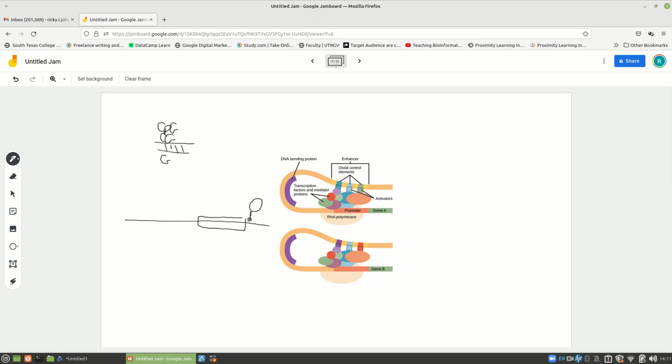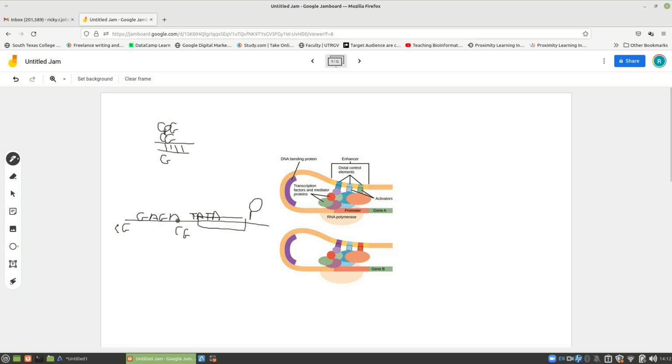So let's do this. We know this guy. We know that's a TATA up here in the front. And we now know that you've got C's and G's out here somewhere. But you might also have some other sequences up front. Now I'm going to just pick one.